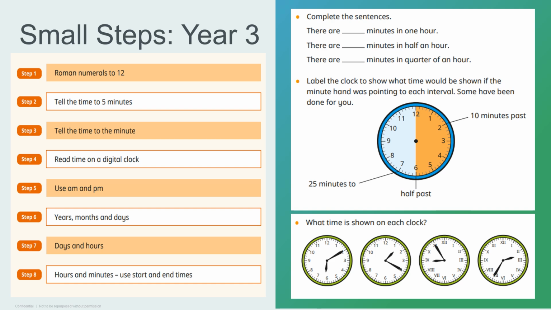Year 3 takes it up a notch. They start with looking at Roman numerals to 12 because there are a lot of clocks out there that still use Roman numerals, so it's a really good thing for them to be able to visualise, to understand. They then look at telling the time to 5 minutes, so here they start to look a little bit closer at telling the time more accurately.